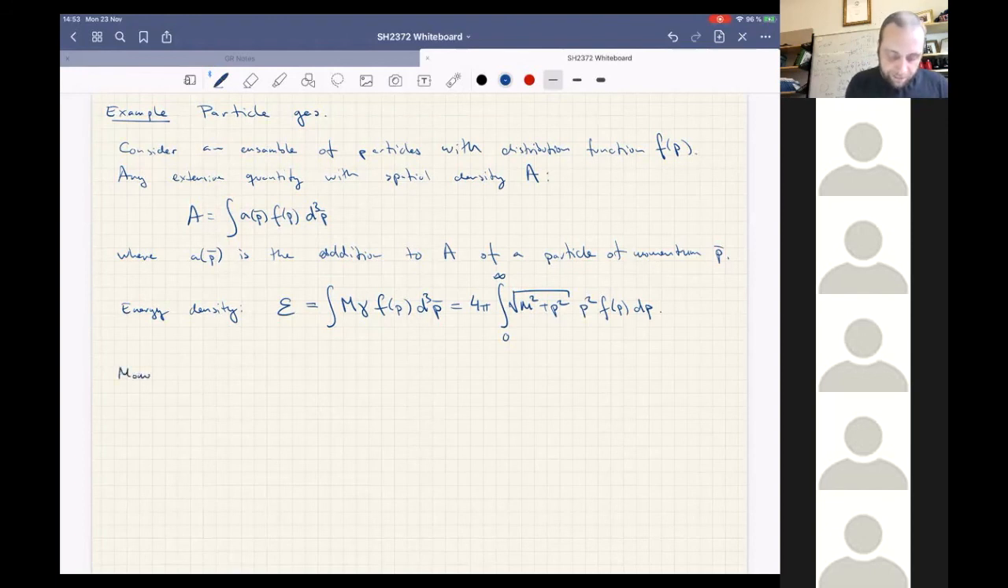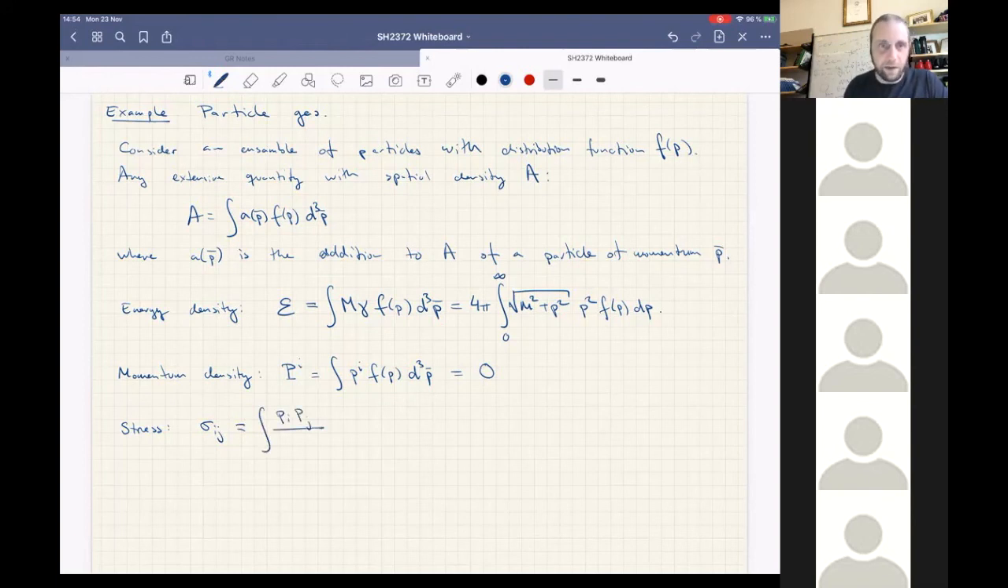If I look at the momentum density, so this is capital Pi. It's something similar. It's the integral of the momentum component, p, times f of p d3p, but this is going to be 0, assuming that I'm looking at a distribution function which is spherically symmetric, because this integrand is, of course, an odd function of p. Finally, if I look at the stress, it's sigma ij. It's going to be given by the integral of p_i p_j divided by the square root of m squared plus p squared, times f of p d3p.